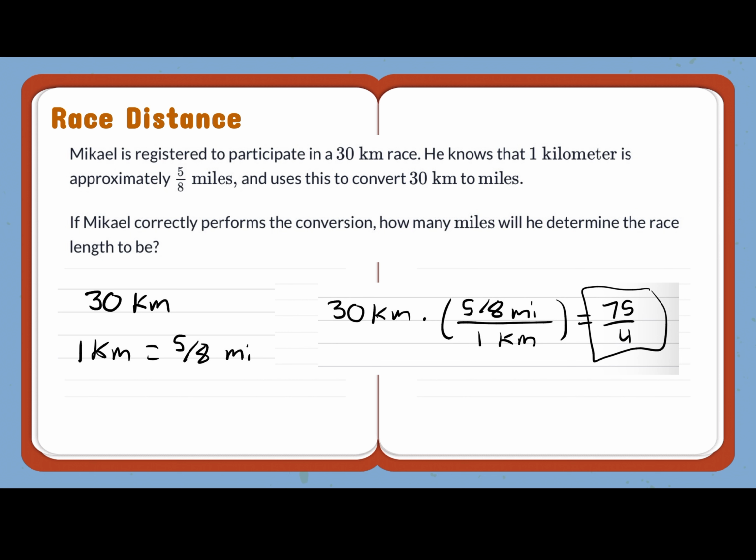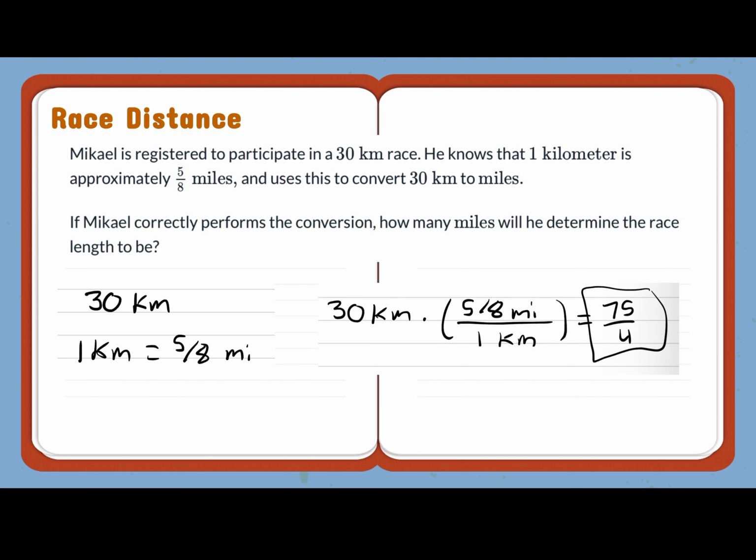So we have this question here, race distance. Mikhail is registered to participate in a 30-kilometer race, and he knows that 1 kilometer is approximately 5/8 miles, and he wants to convert kilometers to miles. So when you have this unit here, you have to line it up in a way where we get the desired unit, which is miles. So if you multiply 30 kilometers times 5/8 of a mile over 1 kilometer, kilometers will cancel out and you'll be left with 75/4 miles. So that is how you line up the units to find what you want.